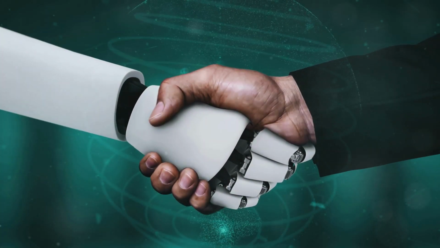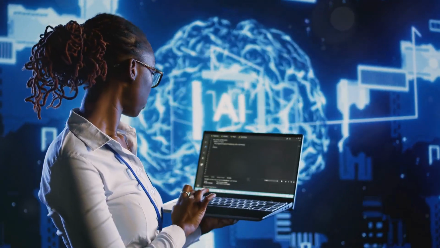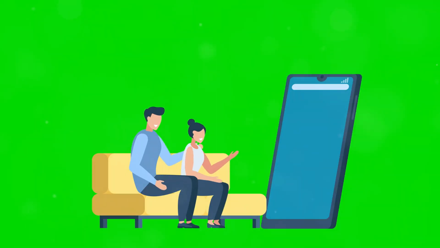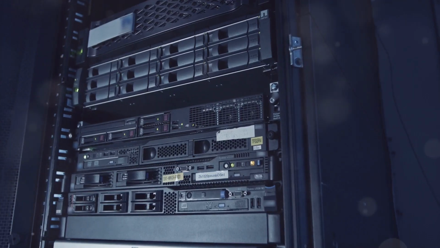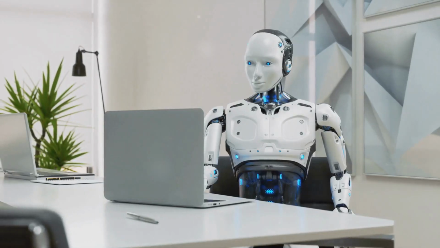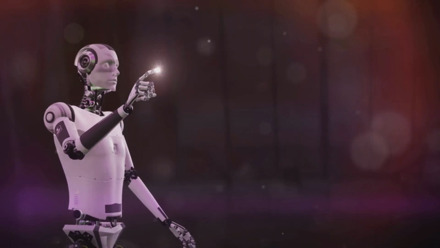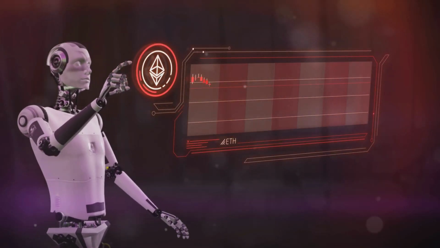What is artificial intelligence? Artificial intelligence, or AI, is a branch of computer science. It involves creating intelligent agents. These agents are computer systems. They can perform tasks that usually require human intelligence. These tasks include things like learning, problem-solving, and decision-making.